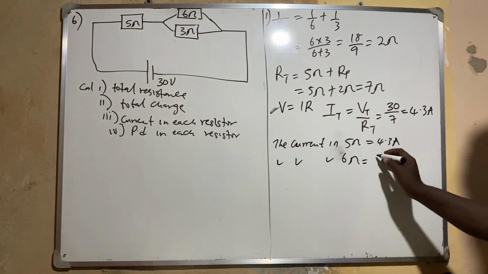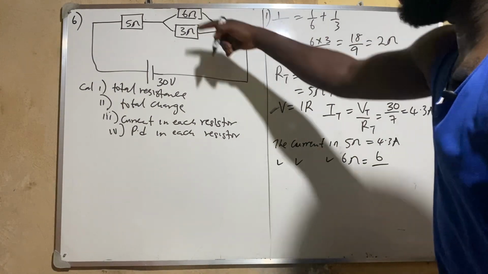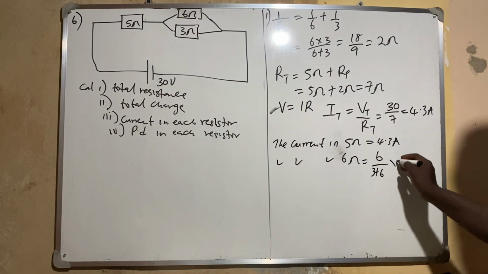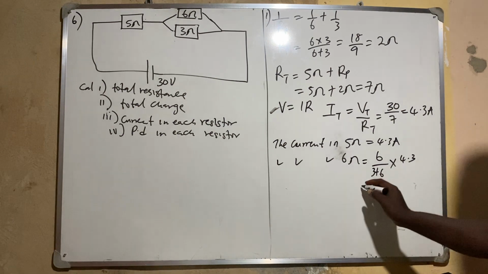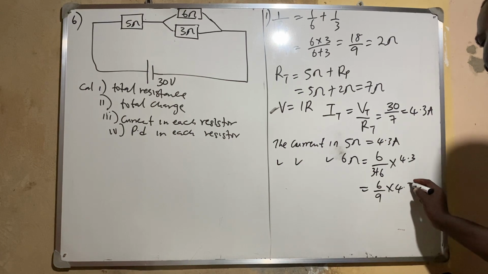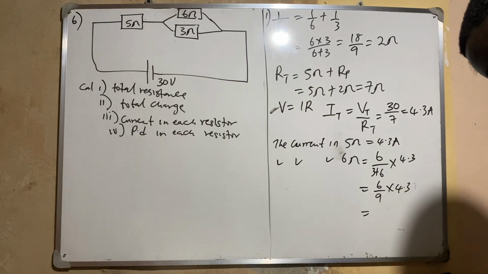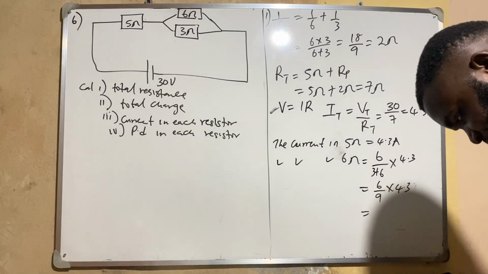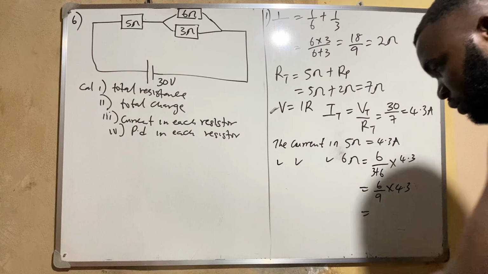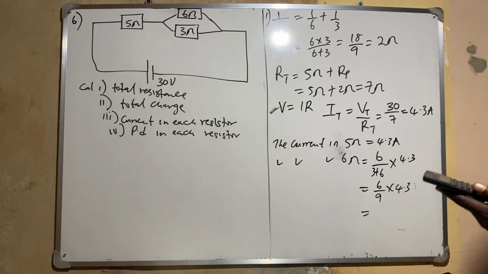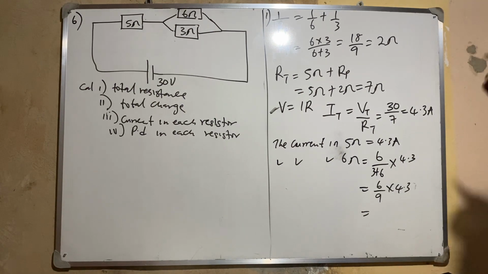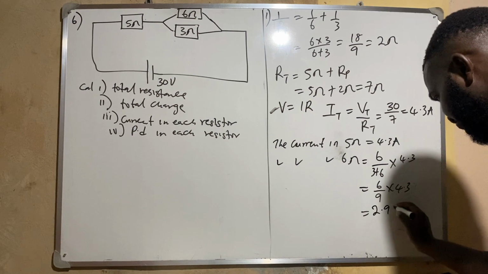For the current in the 6 ohms resistor, what do I mean by ratio? I'll say 6 all over the total, which is 3 plus 6, then times what I'm sharing, the total 4.3 that entered both of them. So 6 over 9 times 4.3. That is 6 times 4.3 divided by 9, which gives 2.86, approximately 2.9 ampere.